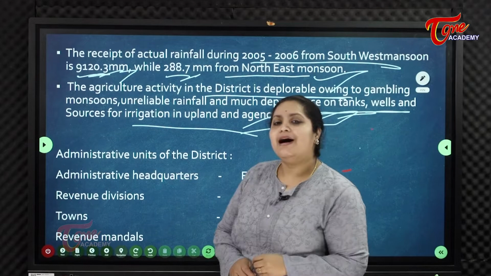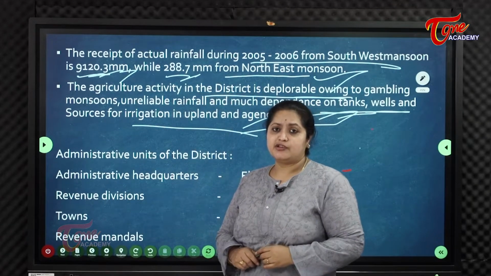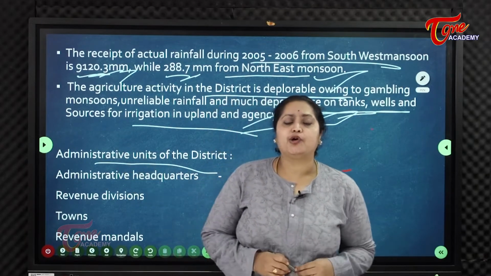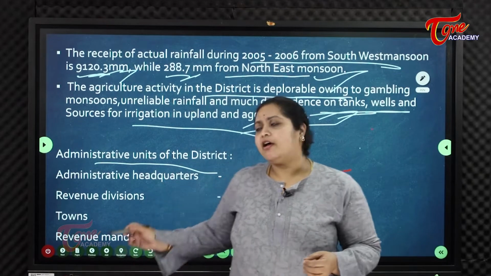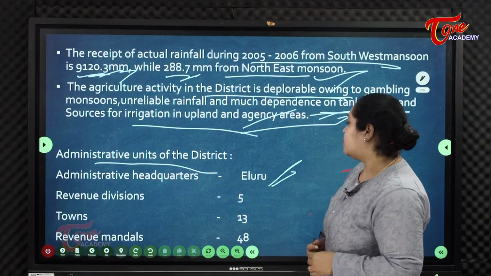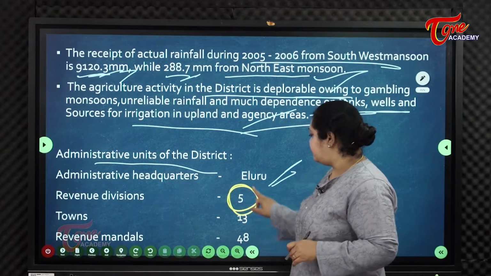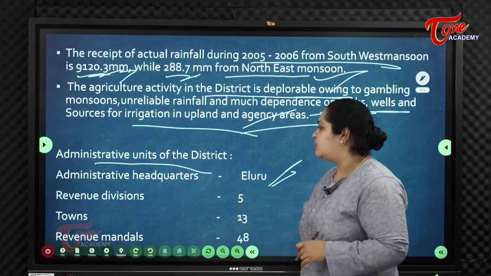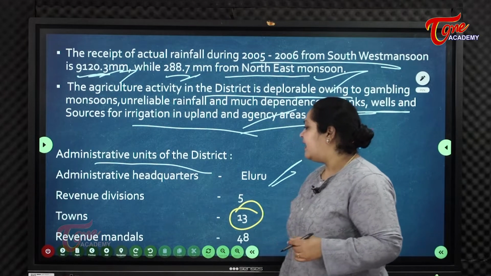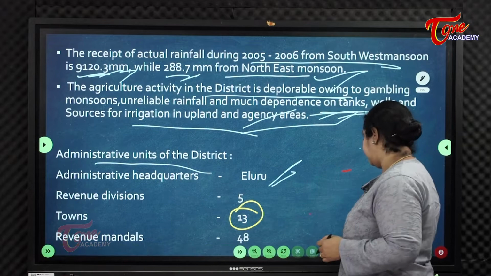Now coming to the other administrative facts of this district. What are the other administrative facts of this district? As we know, Eluru is the administrative headquarters of West Godavari. So how many revenue divisions does it have? It has 5 revenue divisions. So towns, how many towns does it have? It has 13 towns, and revenue mandals, 48 revenue mandals.